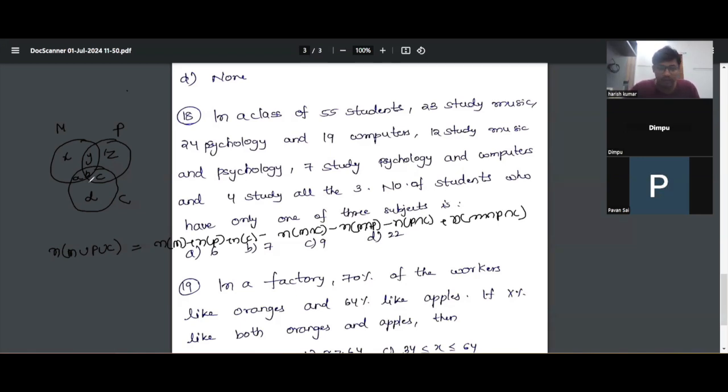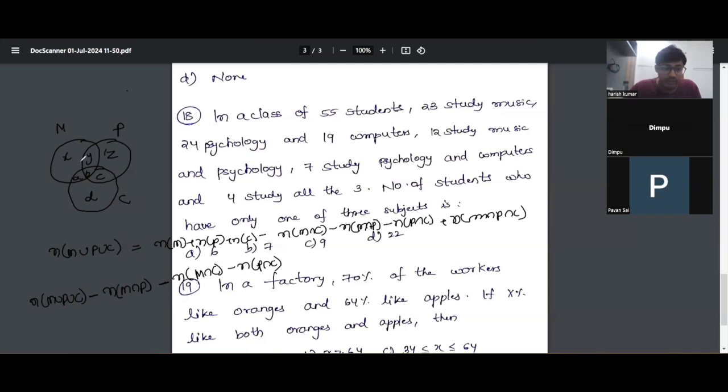We want number of students who are studying only exactly one subject. Ante, how will I find it? From this entire thing, that is from n of m union p union c, what all I have to subtract? I have to subtract this intersection. If I subtract once, that is, this is minus n of m intersection p, plus, if I subtract this intersection as well, that is minus n of m intersection c minus n of p intersection c.